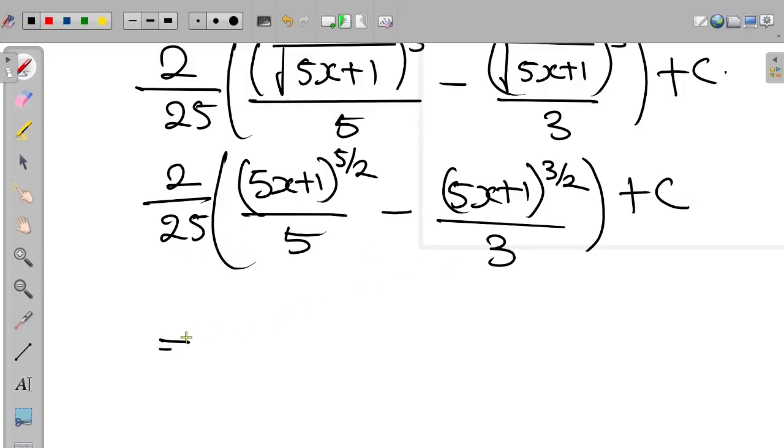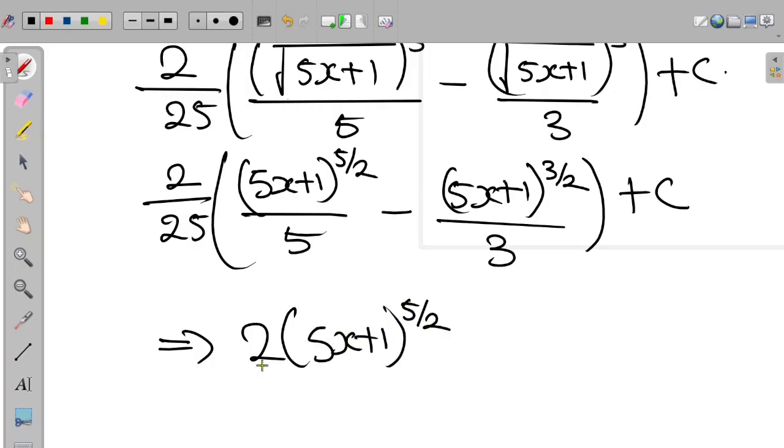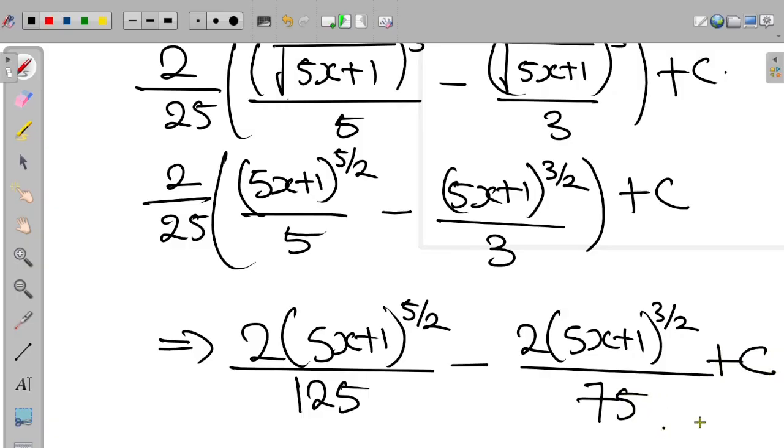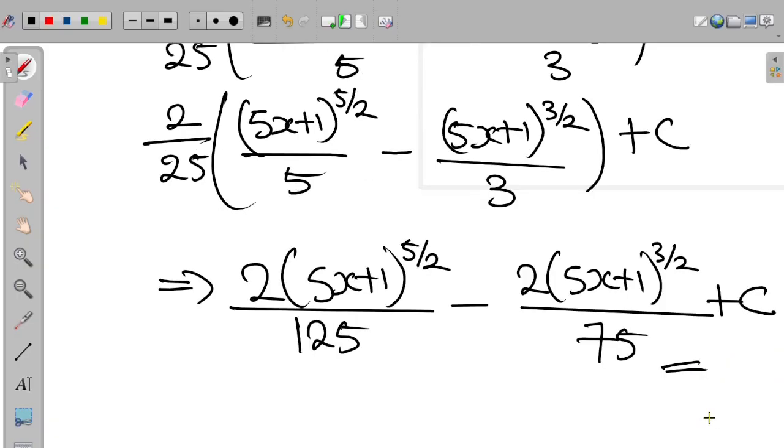So we have this become 2, open bracket, 5x plus 1 to the power of 5 divided by 2, all divided by 25 times 5 is 125, minus, also we have 2, open your bracket, 5x plus 1 to the power of 3 divided by 2, all divided by 25 times 3 is 75, plus c. Now at this point, we have been able to integrate the function.